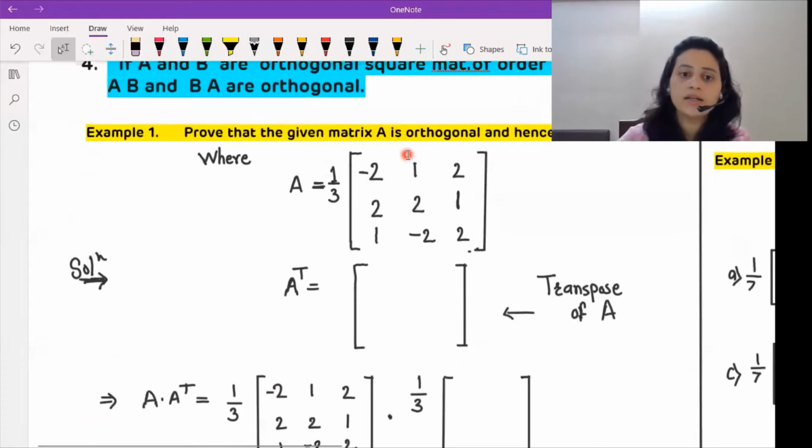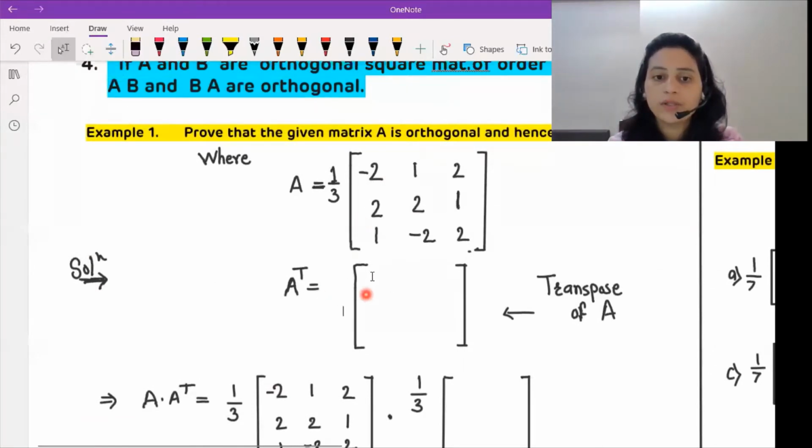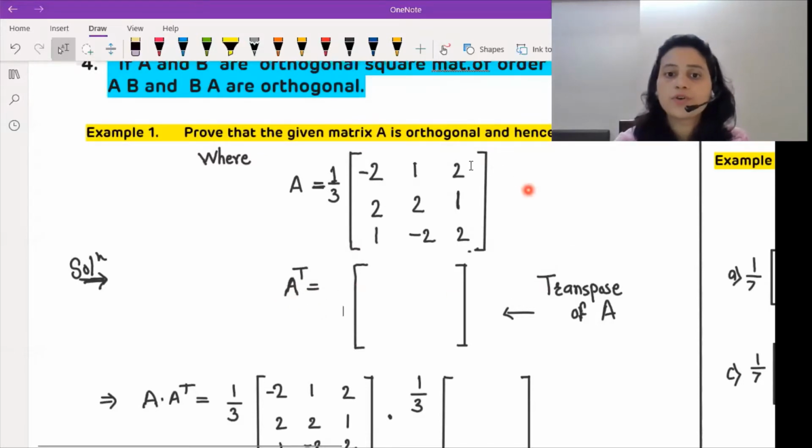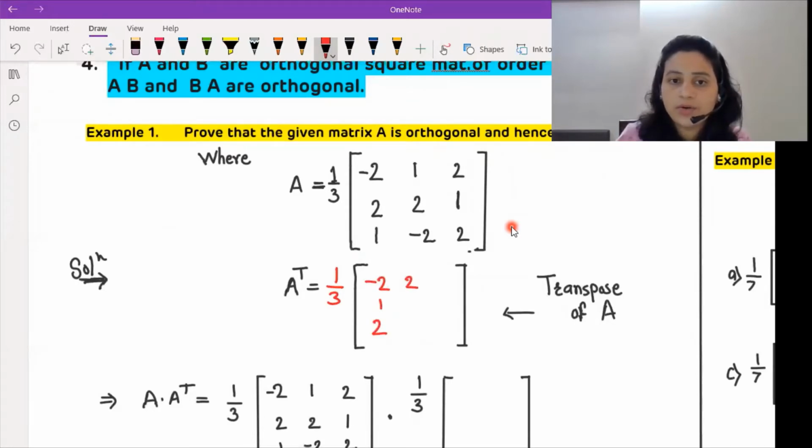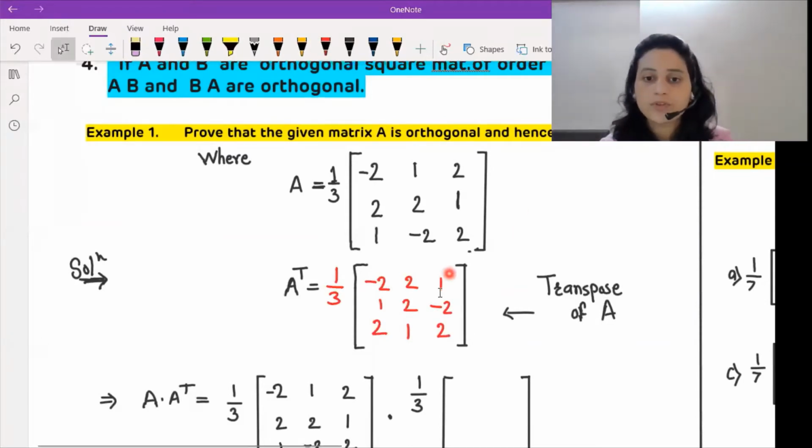Okay, so let's start. A we have given, just we have to find A transpose, and transpose is nothing but interchanging rows and columns. So my first row will become my first column, second row will become my second column, and third row will become my third column. So 1 upon 3, this constant as it is. Now first row minus 2, 1, 2. Second row 2, 2, 1 becomes my second column, and third row, that is 1, minus 2, 2 becomes my third column. Okay, so this is the transpose of the given matrix.